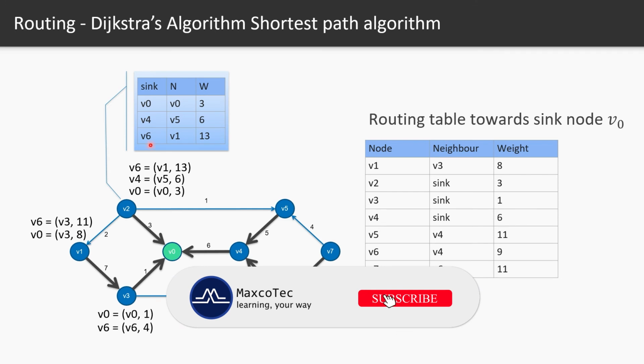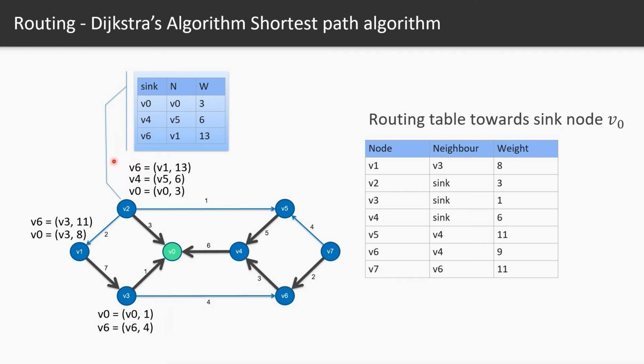If you look at the node 2 routing table for V6, let's say a packet is coming to V2 which is destined for V6, then V2 knows that it needs to forward this packet to V1. The total weight of this whole route will be 13. So 2 plus 7 plus 4 makes 13.